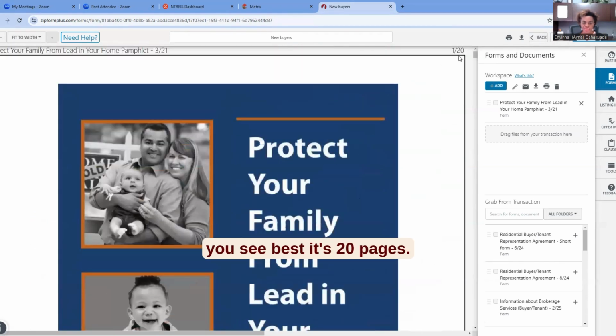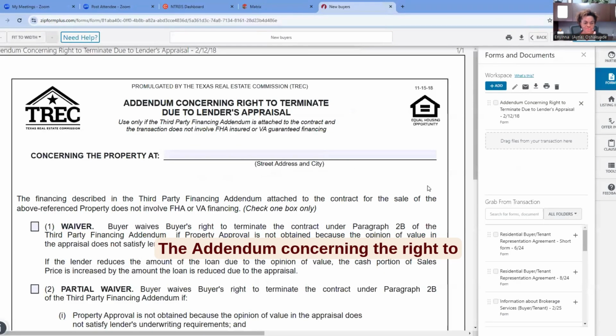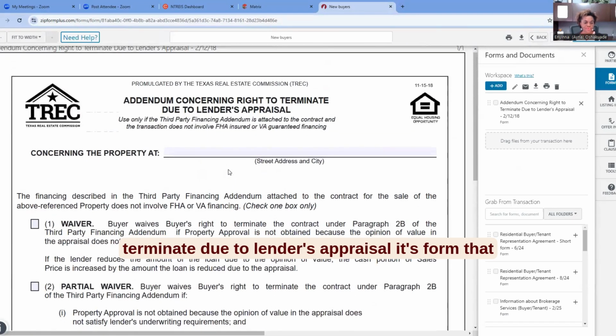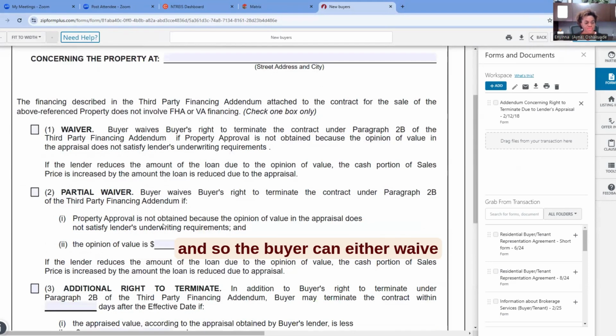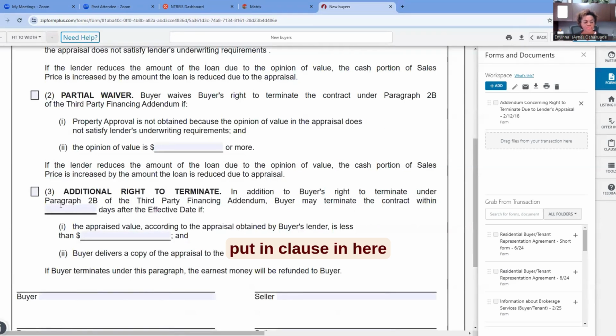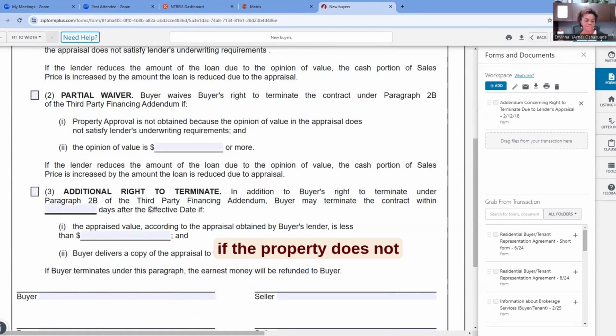However you see best, it's 20 pages. The addendum concerning the right to terminate due to lender's appraisal. It's a form that could be used on a conventional loan if there's concern about the property not appraising for the purchase price that's agreed on in the contract. And so the buyer can either waive that requirement for it to appraise, they can do a partial waiver, or they can put in a clause in here saying that they have a right to renegotiate or terminate if the property does not appraise to meet the value of the purchase price.